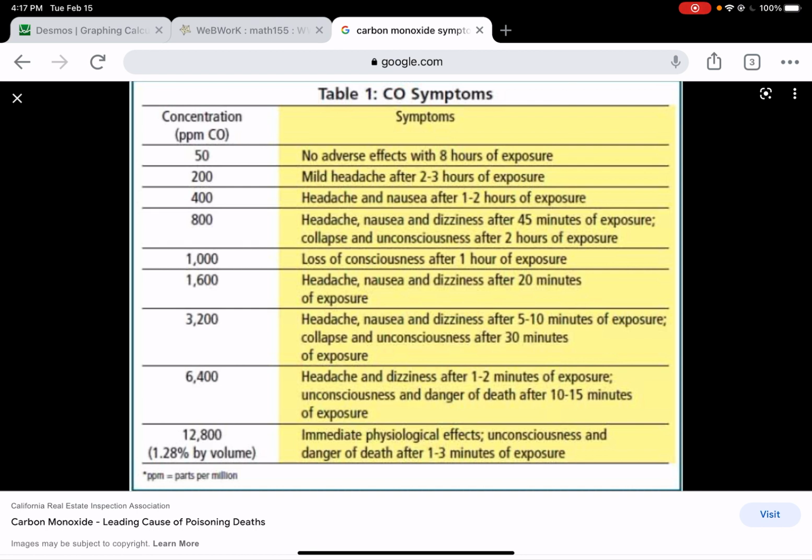So if I look at the 3,200 parts per million row, my symptoms in the first 5 to 10 minutes are not so bad. Headache, nausea, dizziness. But after 30 minutes, I'm going to collapse and become unconscious, right? Why is that happening? Why is that happening?